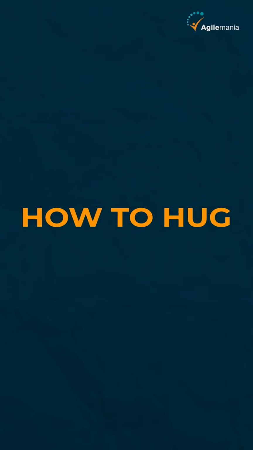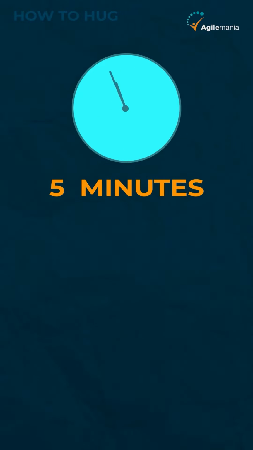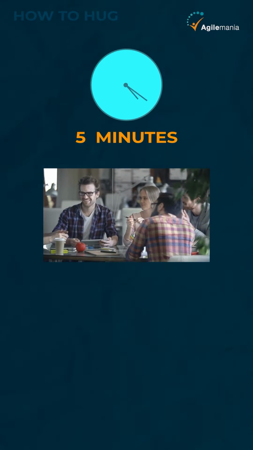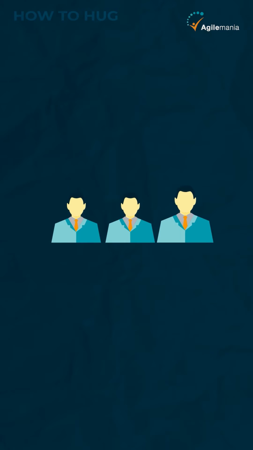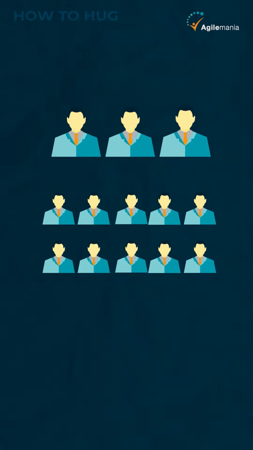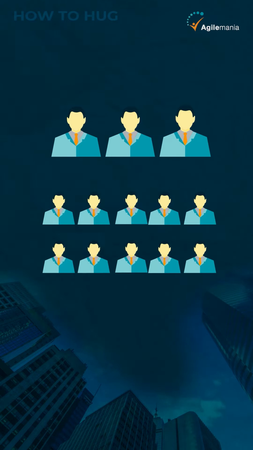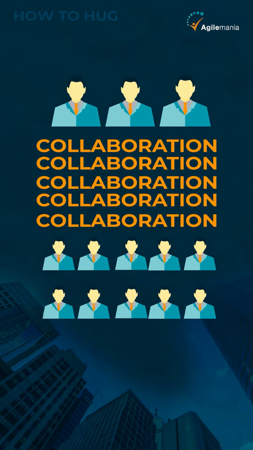First game, How to Hug. The time duration for this game is 5 minutes or less. This game can be played in person or virtual. The number of players needed for this game is minimum 3, and maximum can go up to 10 or more depending on the size of the organization. The learning objective for this game is collaboration.